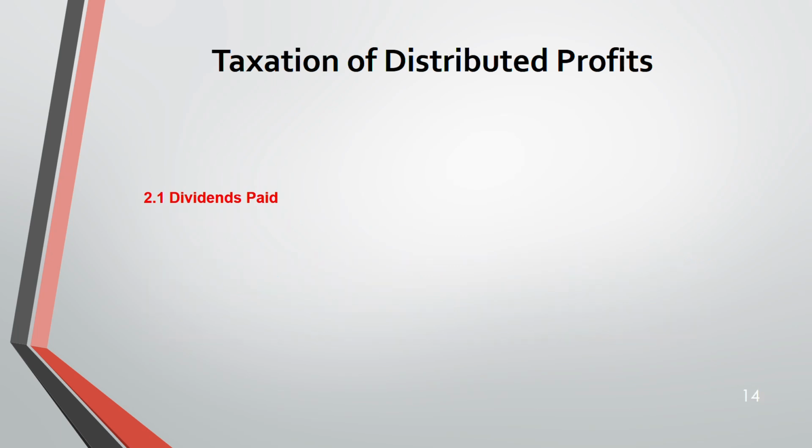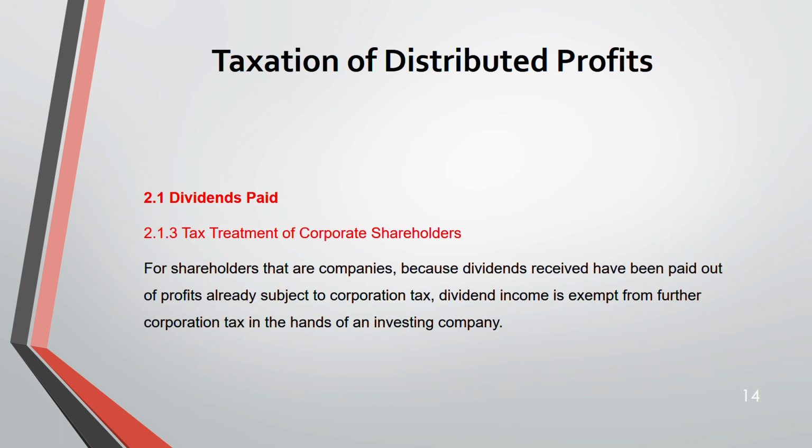Now, coming to the tax treatment of corporate shareholders. This is companies. For shareholders that are companies, the dividends received have been paid out of profit that has already been subject to corporation tax. So the dividend income will be exempt from further corporation tax. Corporation tax was already paid, and then that profit is given to you. So they will not tax twice. Dividend income is exempt in the hands of an investing company, the one who is investing.